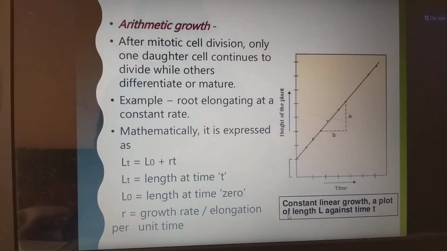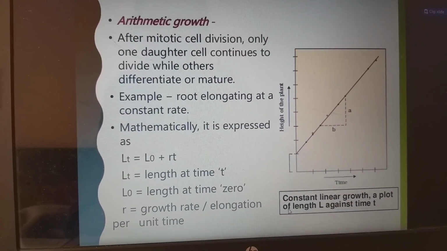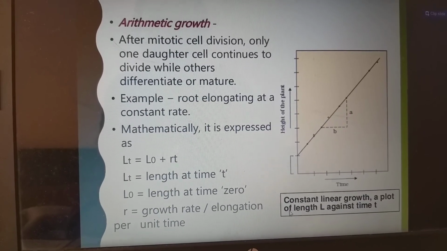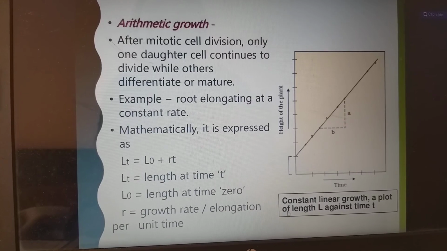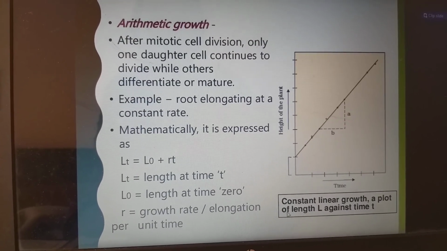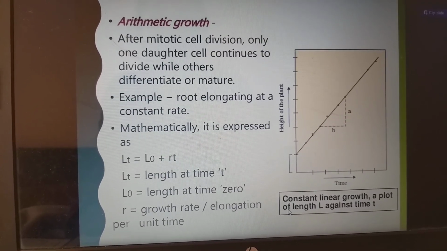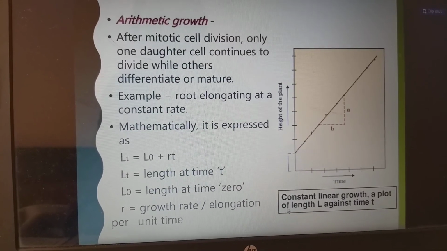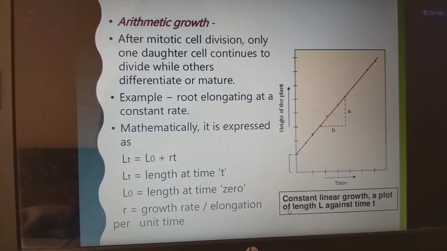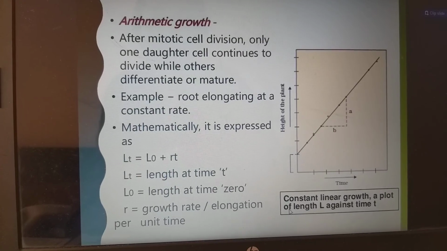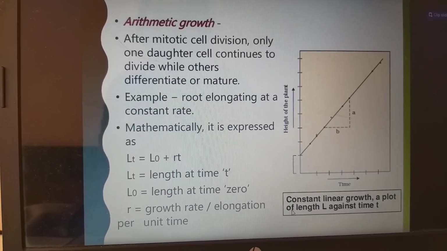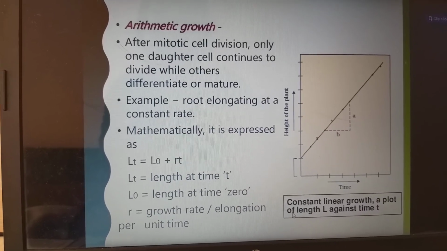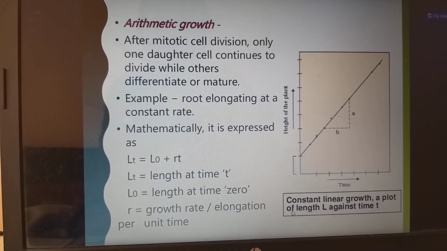So coming to the first, arithmetic growth. After mitotic cell division, only one daughter cell continues to divide while the others differentiate and mature. For example, root elongation at a constant rate. Mathematically, it is expressed as Lt = L0 + rt. Lt is nothing but length at time t. L0 is length at time 0. r is equal to growth rate or elongation per unit time.